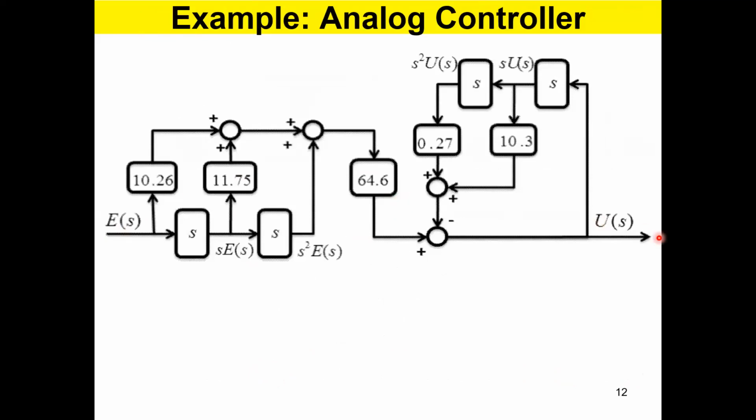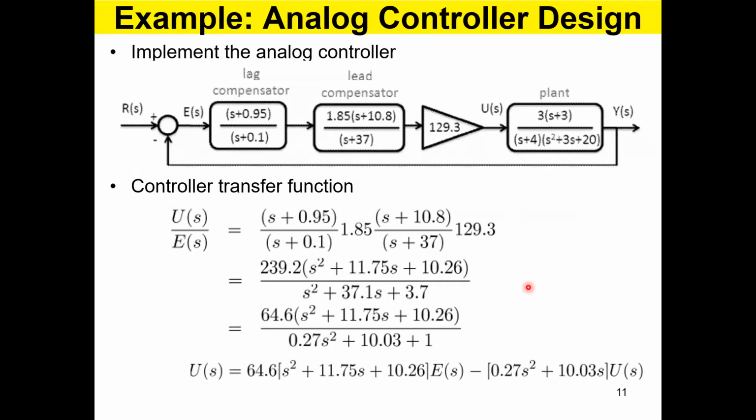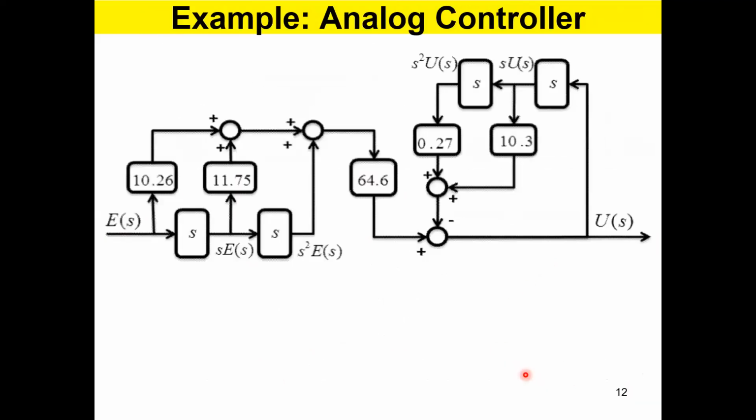And U gets differentiated 2 times and multiplied 2 times as well, added together. That's it.